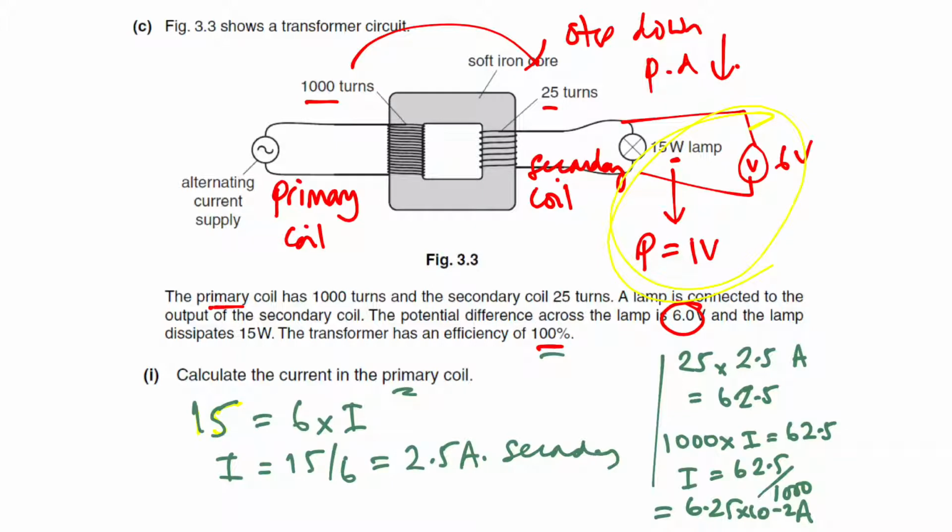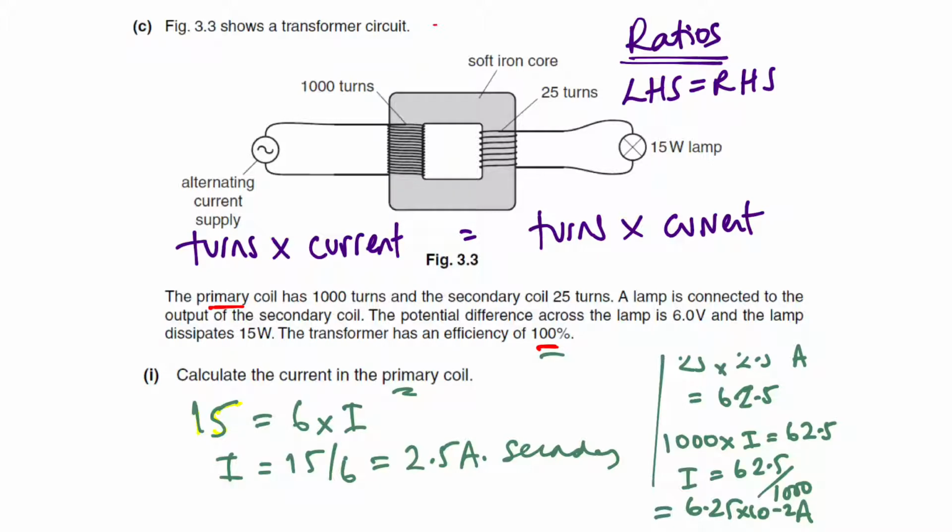Just in case you didn't follow: with transformers, it really is down to the ratios. The left-hand side equals the right-hand side. So the number of turns multiplied by the current on the left-hand side, the primary side, equals the number of turns on the secondary side multiplied by the current. That could equally be voltage as well. But in this case, we know the number of turns on the right-hand side, 25. We calculated the current, 2.5. We know the number of turns this side, so we just needed to find the unknown.